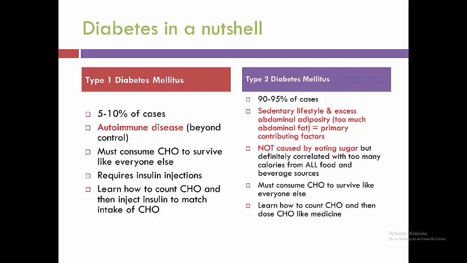When the body turns against itself, it's called an autoimmune disease. There are many autoimmune diseases. This is just one example. And when it turns against itself and destroys the pancreas, well, there's a part of the pancreas that produces insulin. And if that part is destroyed, then the pancreas can't produce insulin.